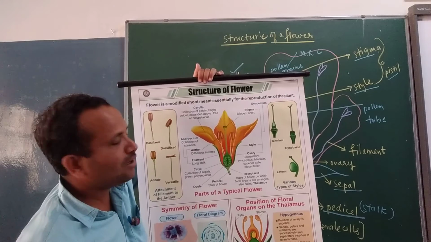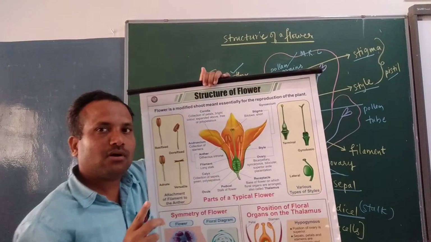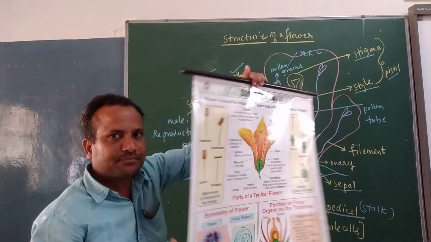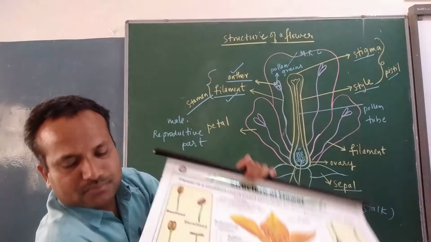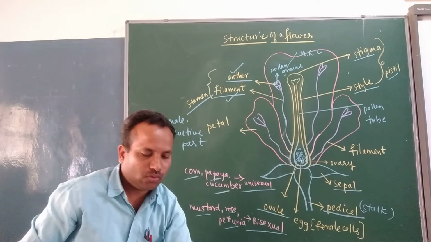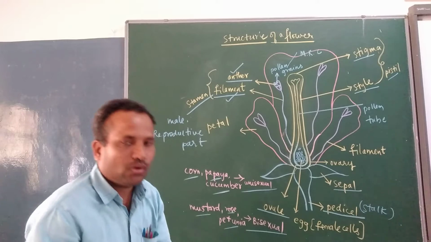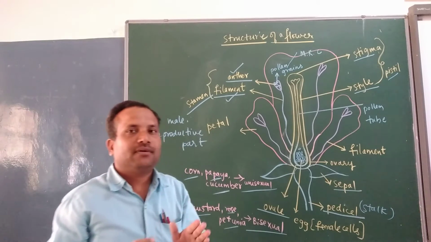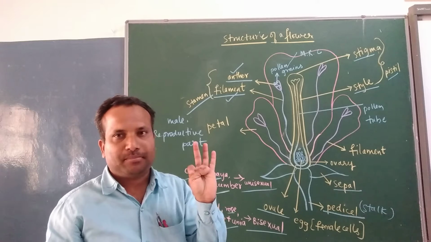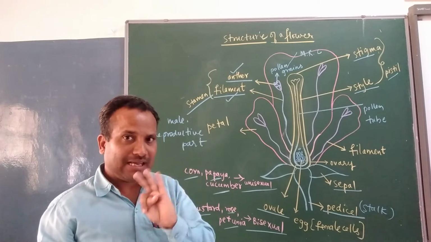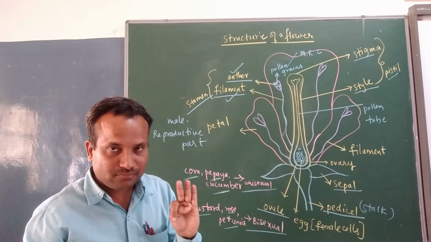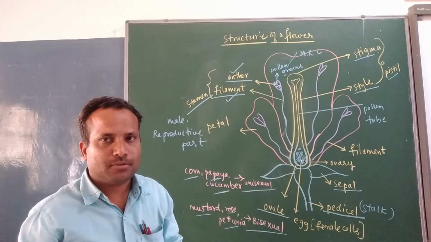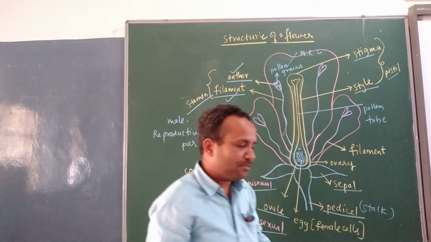So children, if you have understood the structure of a flower, then when you know about the structure of a flower, we have the male part and female part, as I have told till now. Then after this, pollination takes place, children. Pollination. Now you may ask, what is pollination?